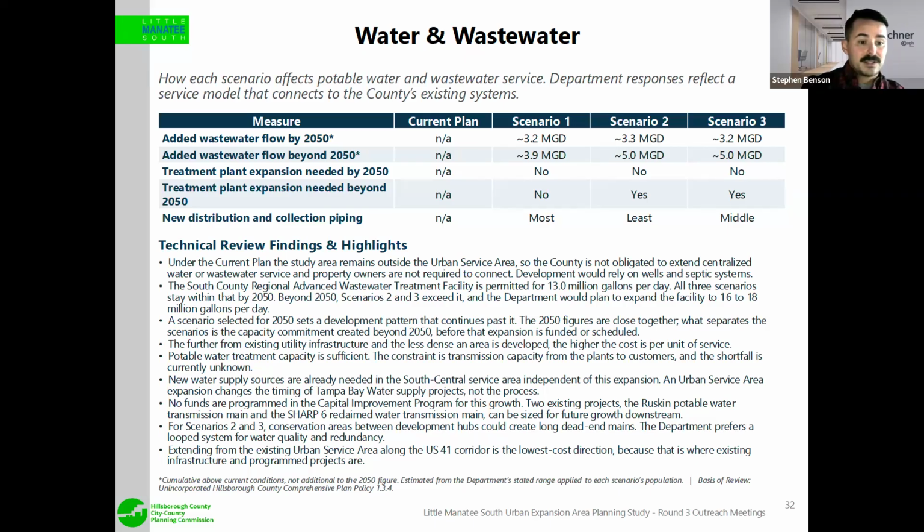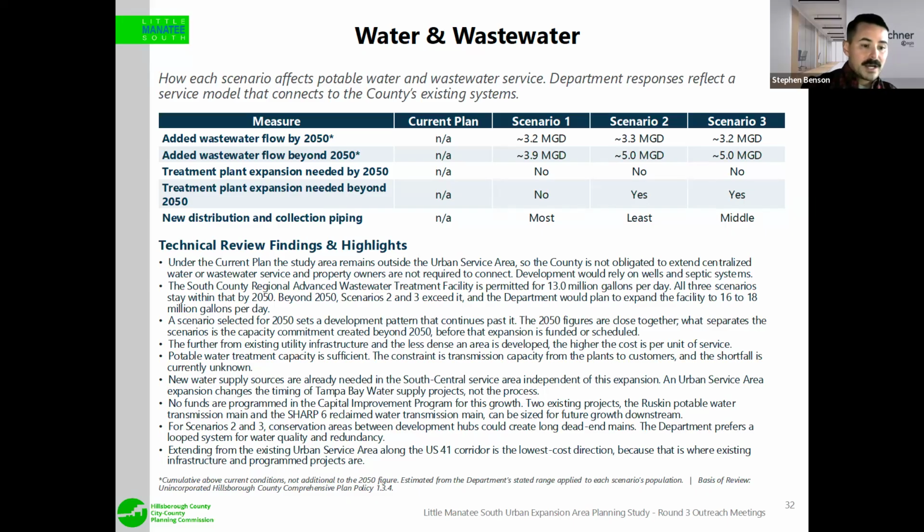The South County Regional Advanced Wastewater Treatment Facility is permitted for about 13 million gallons per day. All three scenarios stay within that by 2050. Beyond 2050, scenarios 2 and 3 exceed it, and the department would plan to expand the facility to 16 to 18 million gallons per day as a result if scenarios 2 and 3 beyond 2050 were to proceed. A scenario selected for 2050 sets a development pattern that continues past it. The 2050 figures are closer together. What separates the scenarios is the capacity commitment created beyond 2050 before the expansion is funded or scheduled.